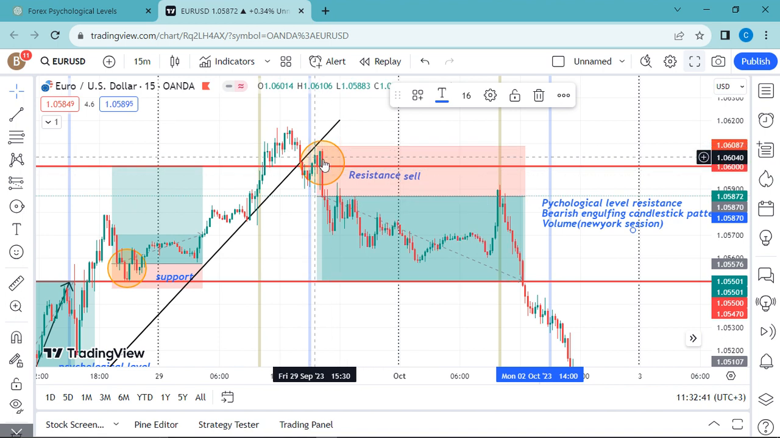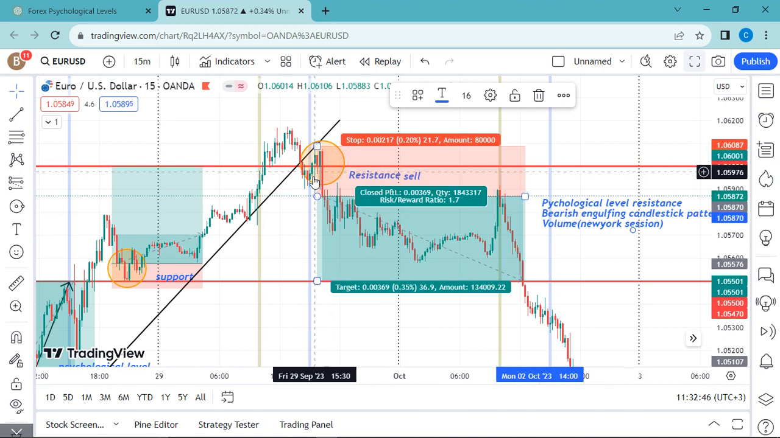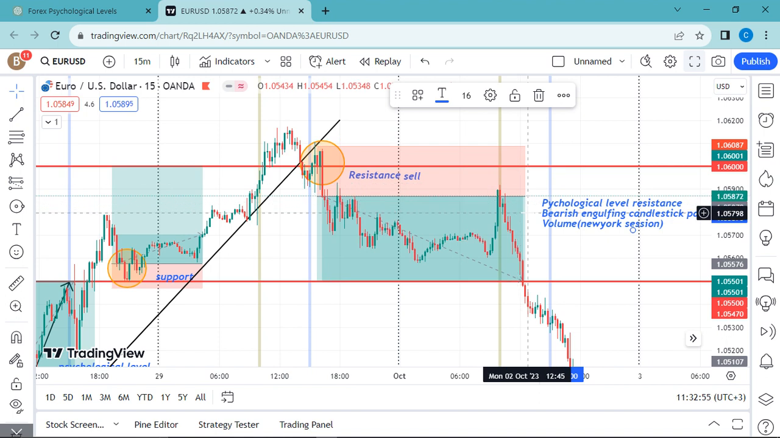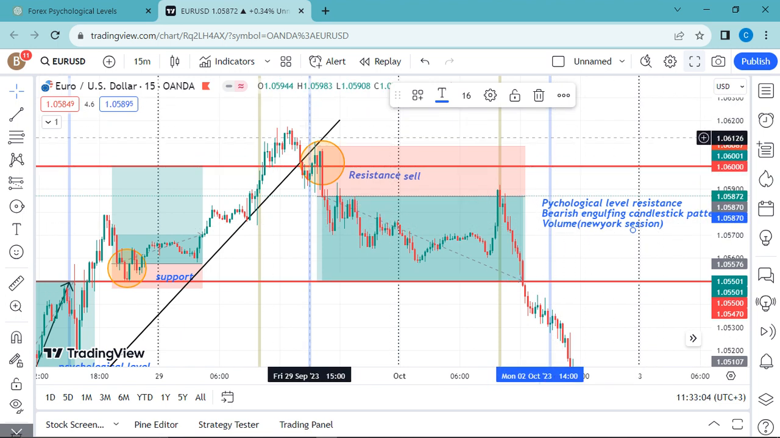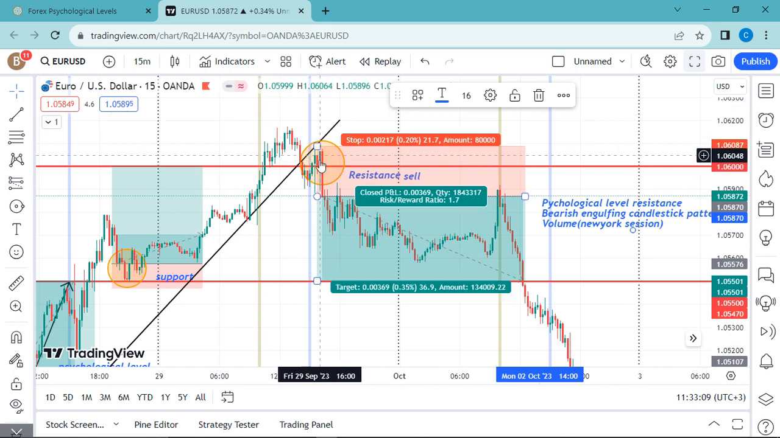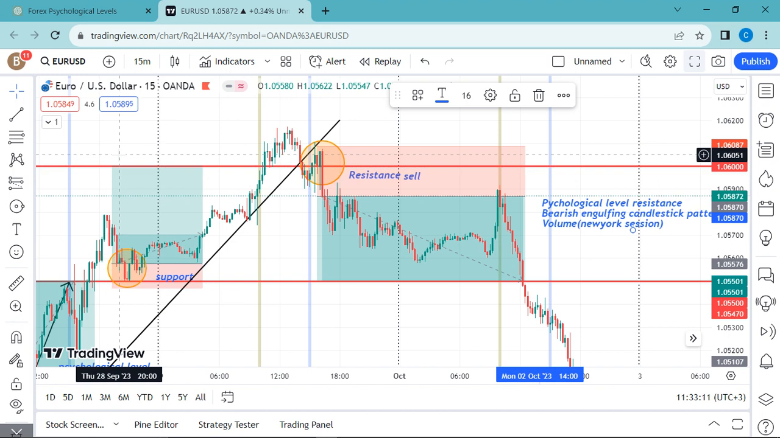Psychological level, this region which acted as our resistance to sell. Bearish engulfing candlestick pattern, which is this engulfing candlestick pattern which formed over here, right? The bearish engulfing candlestick pattern. I'll create another video to teach you about the candlestick patterns. And also now the last confirmation was volume, which was New York session, which was represented by this blue line. It signified the start of New York session. So there was definitely volume, and you can see what transpired next.